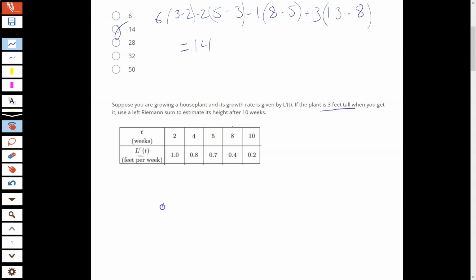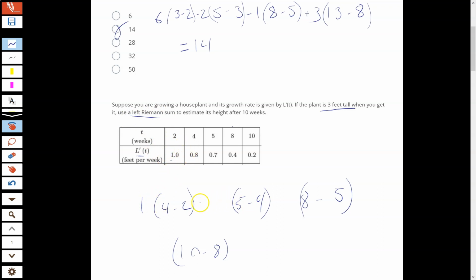So we'll do 4 minus 2, 5 minus 4, and then 8 minus 5, and then 10 minus 8. So these are going to be our changes in x. And then these are also like the widths of a rectangle, right? We're going to need the height of a rectangle. It is a left Riemann sum again, so we're going to use the left-hand y value.